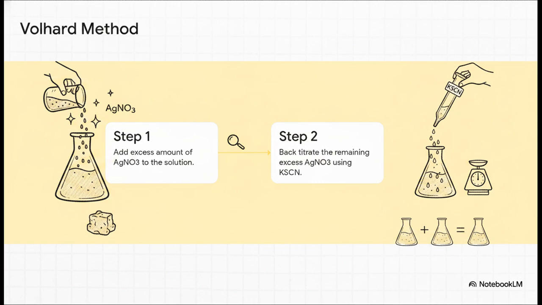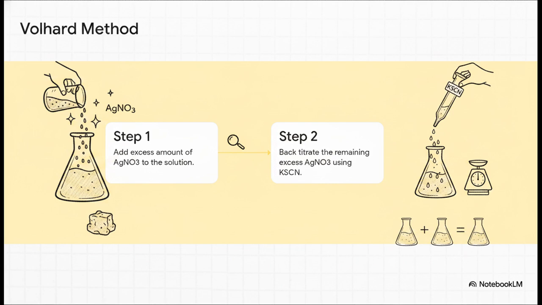Think of this as a brilliant two-step trap set by the analyst. In step 1, we don't just add a little silver, we absolutely flood the scene with a known excess amount of silver nitrate to ensure every last bit of our suspect is captured into a solid precipitate. Then, in step 2, we perform what's called a back titration.